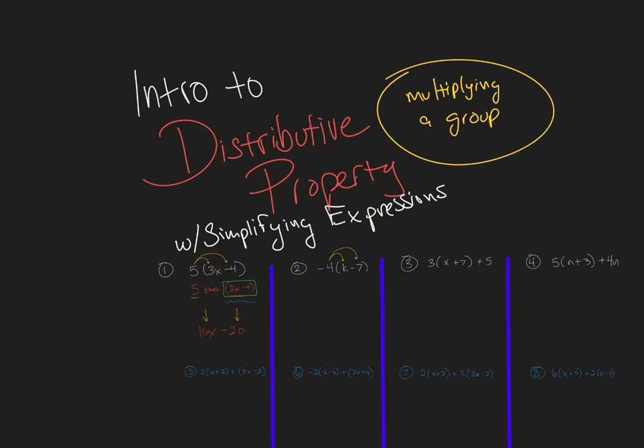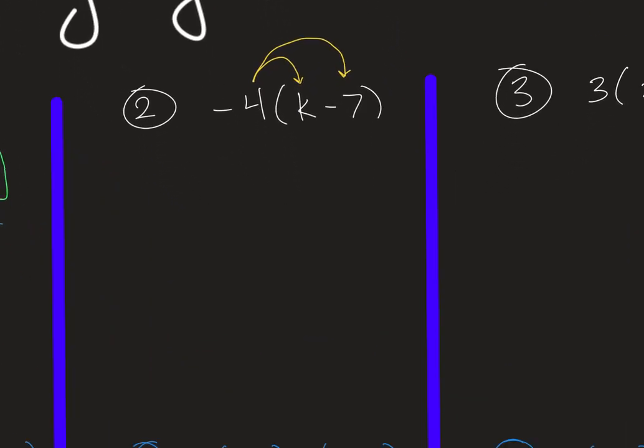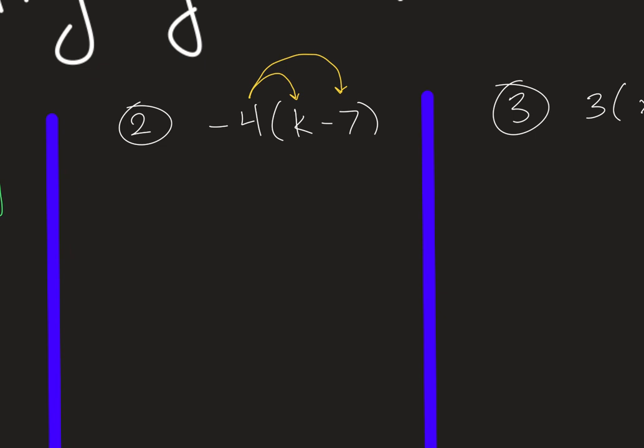So that's kind of our fun way of saying what the distributive property is. That's how they overlap each other, right? So zooming in here, negative 4 is in fact multiplying that group, and we get negative 4k, because negative 4 times k is just negative 4k. Negative 4 times negative 7 is plus 28. And we're done with that.